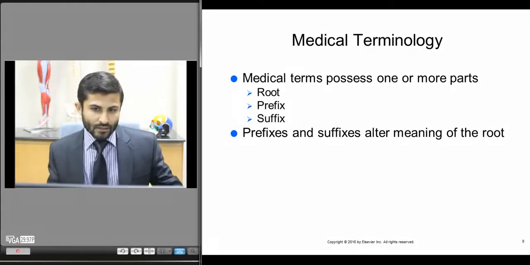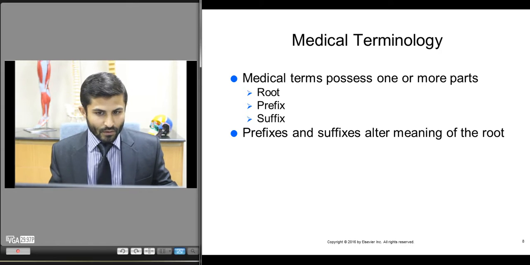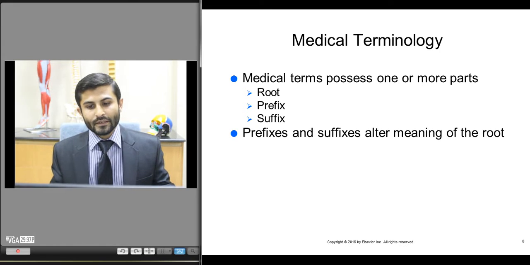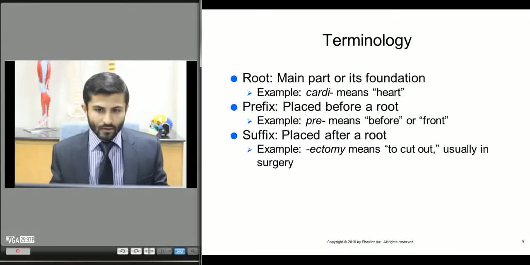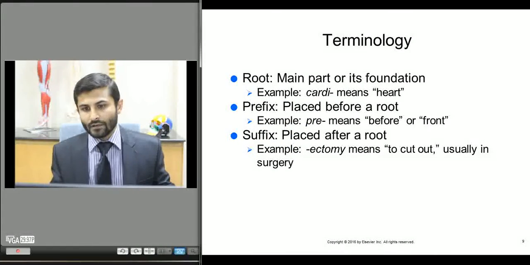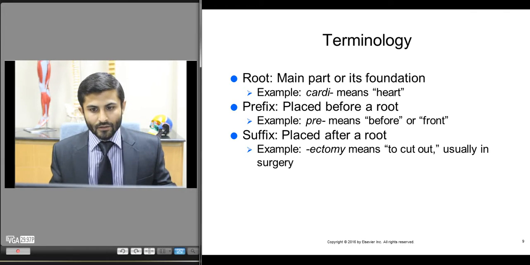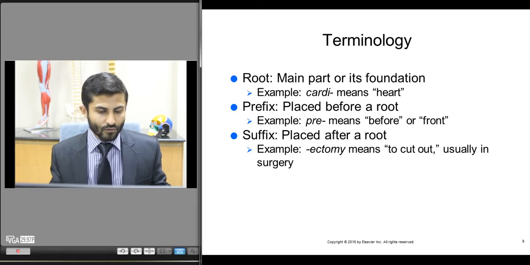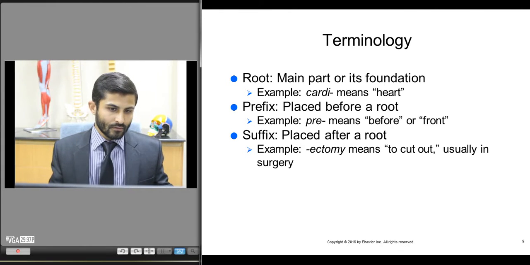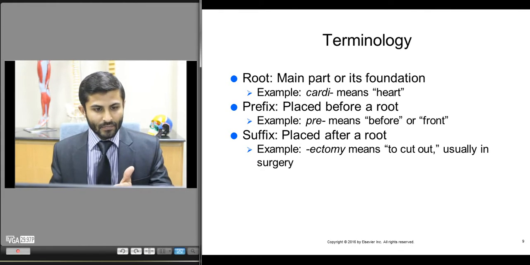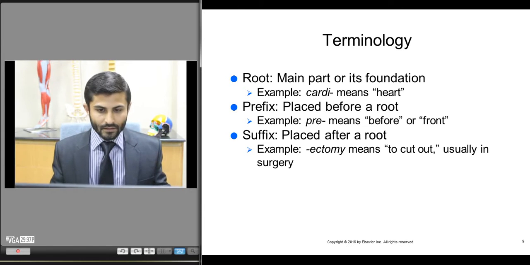Now, medical terminology has one or more parts: a root, a prefix, and a suffix. Prefixes and suffixes alter the meaning of the root. The root is the main part or its function. For example, cardi means heart. The prefix is before the root. For example, pre means before or front. Let's talk about prehistoric time. That shows the time that was before the history was written.